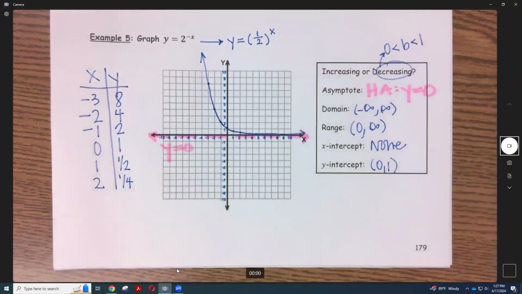So let's go to the next video and we will start transforming these graphs, and we're going to be shifting these up, down, left, and right.